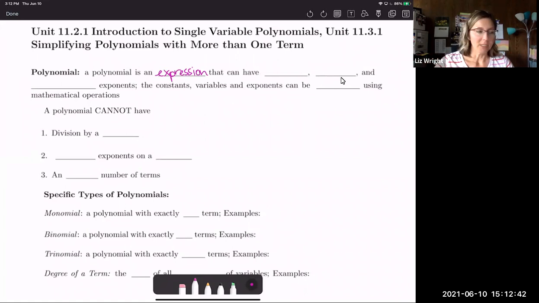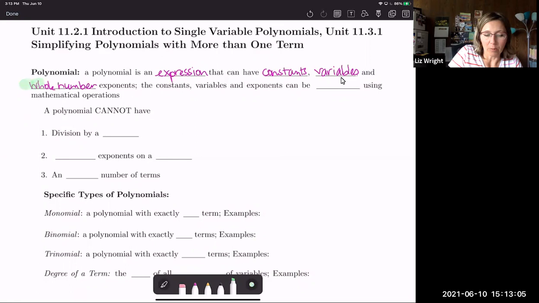And that mathematical expression can have constants, variables, and whole number exponents. So far, the first part of that definition was pretty much the definition of a mathematical expression. And then we get a little bit more specific about what a polynomial can be, and it has to have whole number exponents on those variables.